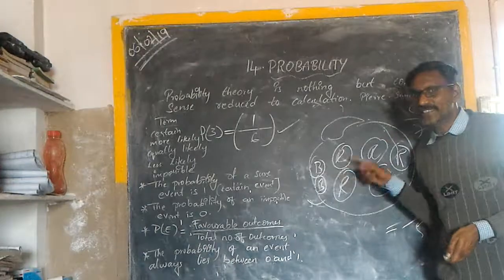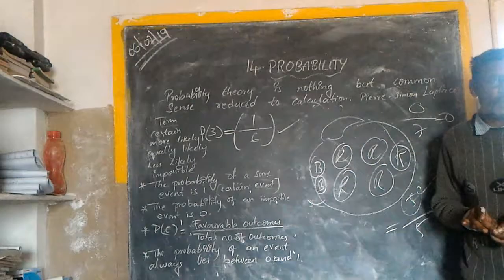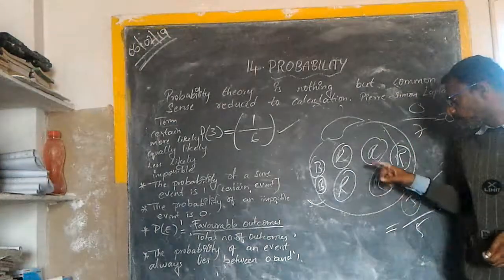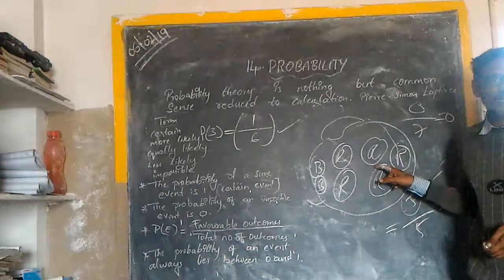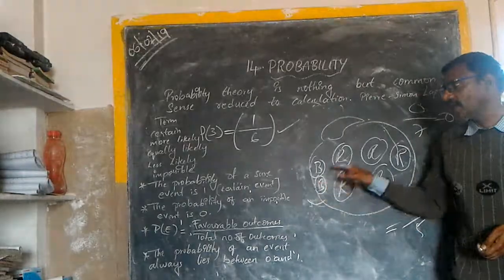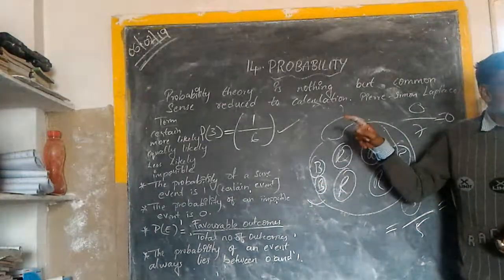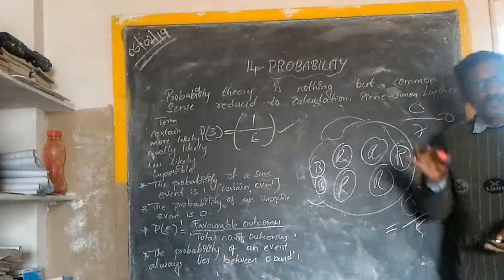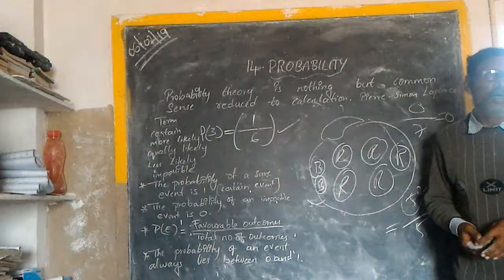Suppose you consider blue balls, they are less likely. The probability is more for red and less for blue balls. These are called less likely and more likely. And equally likely means you can take a die or a coin.